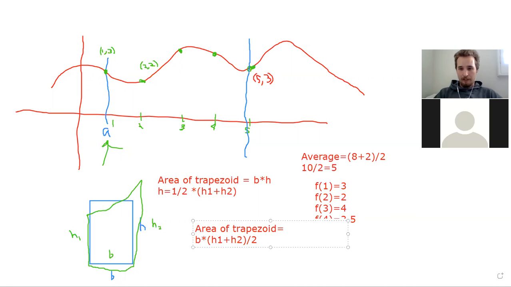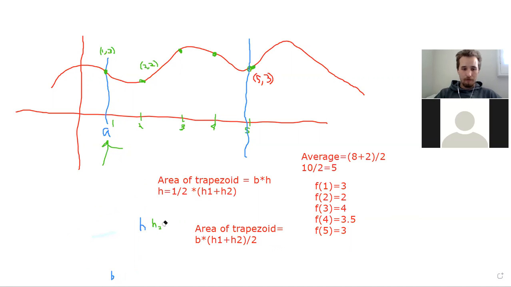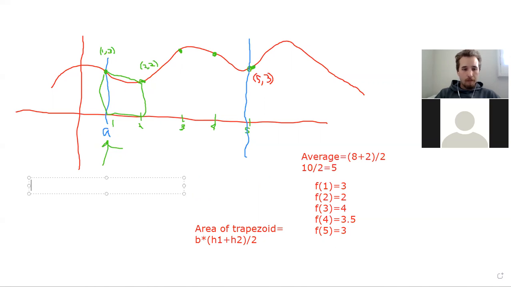So doing that, we're going to now do the 4 trapezoids. Our first trapezoid is this. So what's the base for each trapezoid? Our base shouldn't be changing.